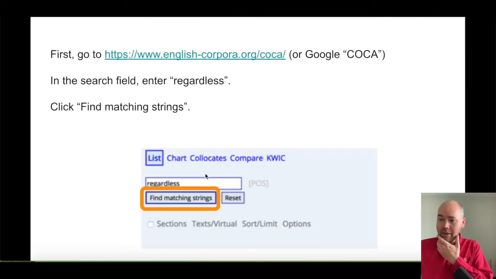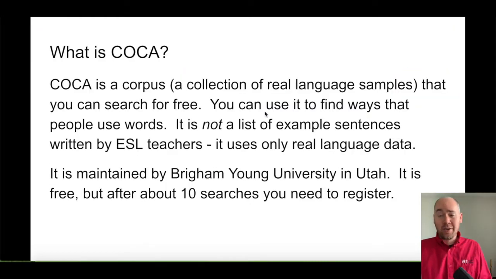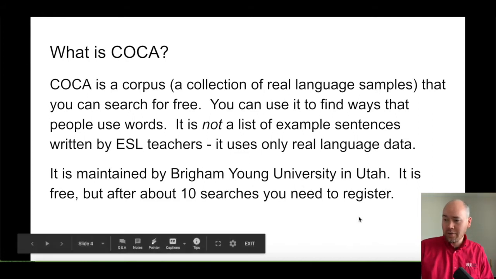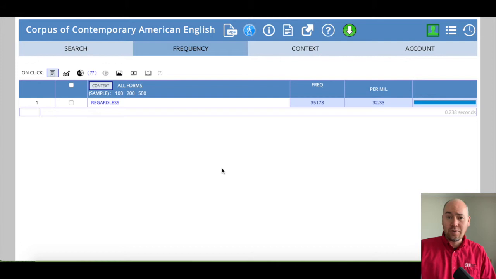Okay, so here, let me tell you what COCA even is. It's a website that's a collection of samples of real-world language use. It's not written by dictionary writers. It's not written by people who write textbooks. Okay, it's really just a collection of real-world language use from a variety of places. It's maintained by this university in Utah, northern Utah, and it's free at first. After a few searches, you will need to create an account, unless you're in one of my classes, in which case you get a free login. And the university pays for that, so consider yourself lucky.